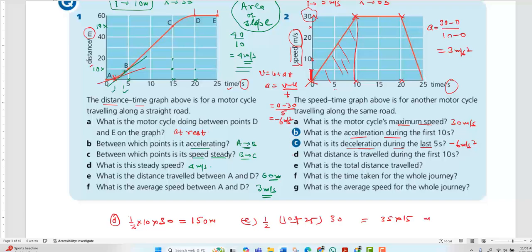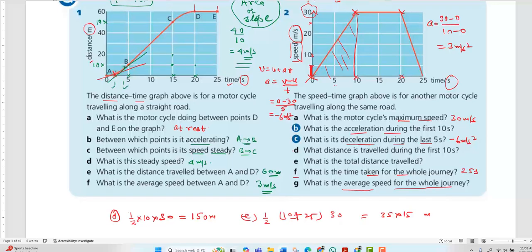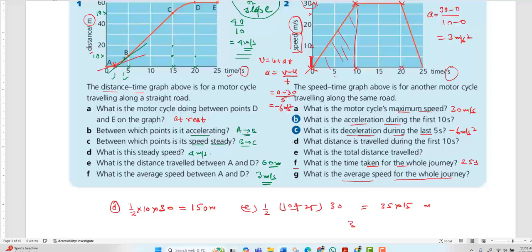That much meters. What is the time taken for the whole journey? The time taken for the whole journey is 25 seconds. What is the average speed for the whole journey? 35 times 15 divided by 25. Very good. Right? You got it? Okay.